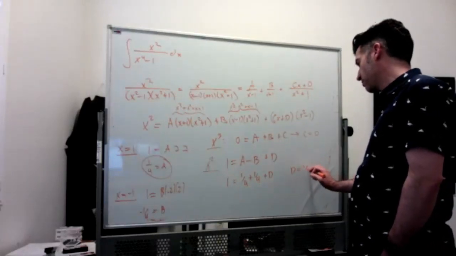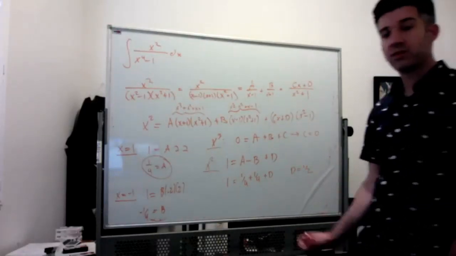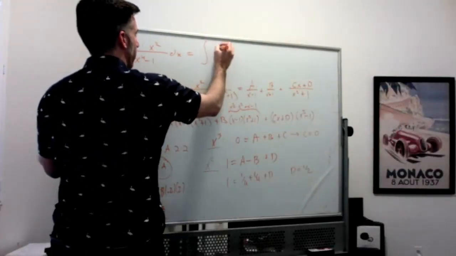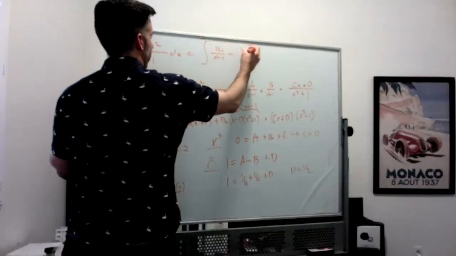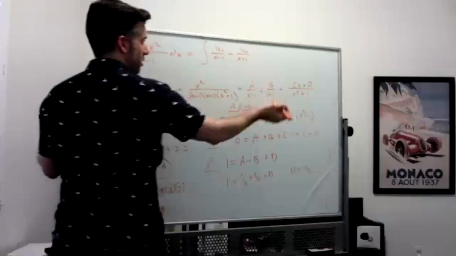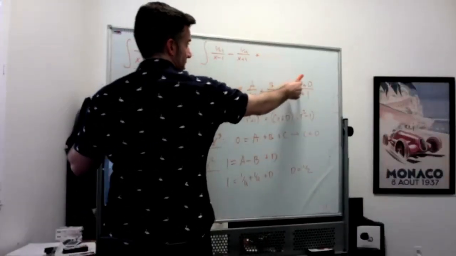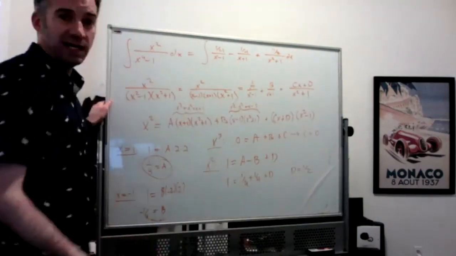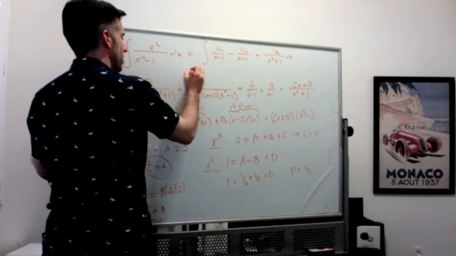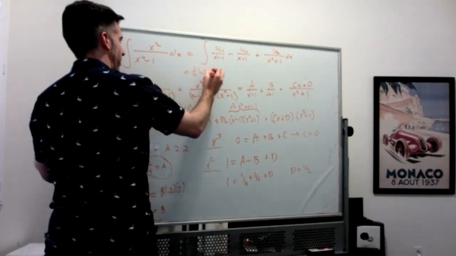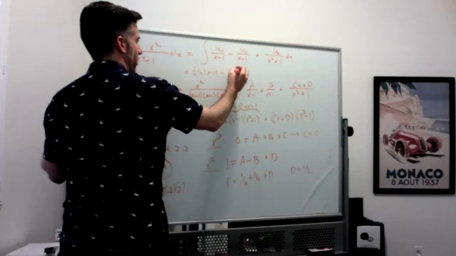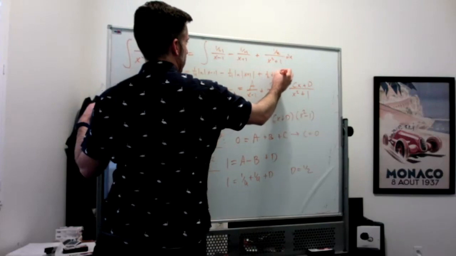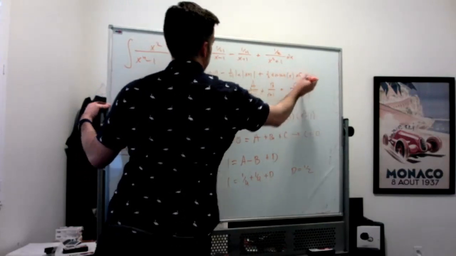So we end up getting the integral of 1/4 over x minus 1 minus 1/4 over x plus 1 plus 0x plus 1/2 over x squared plus 1, which is not terrible to integrate at all. That's going to be 1/4 the natural log of the absolute value of x minus 1 minus 1/4 the natural log of the absolute value of x plus 1 plus 1/2 arc tangent of x plus c.